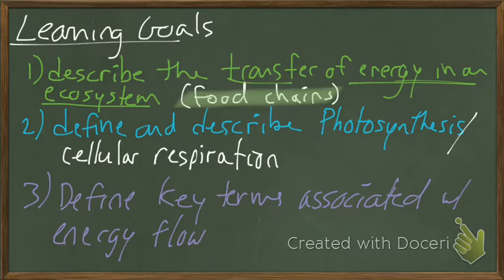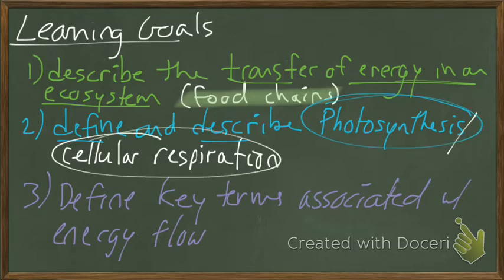Second learning goal is to define and describe photosynthesis, which may or may not be a new word, and cellular respiration, which, again, may or may not be a new word. These two are linked, they coincide with each other eternally. One cannot exist without the other, so it's very important to understand how both work. In fact, if you understand how one works, you're probably going to understand how the other works. Finally, it's defining key terms associated with energy flow. There is a lot of key terms for this unit, as I've mentioned previously. That, unfortunately, is the nature of the beast, no pun intended, for biology, for ecosystems.